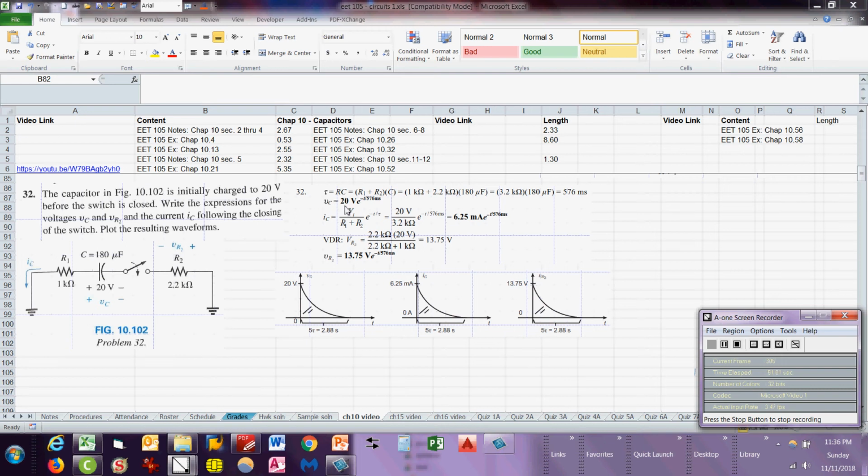VC equals 20, because it's already charged up to 20, times e to the minus t divided by 576 microseconds. IC equals V initial, the initial voltage, which is 20, divided by R1 plus R2, times e to the minus t over tau, ends up equaling this, equals that. That's the equation. Again, we're leaving t in the equation because we don't know what t is, it didn't say.